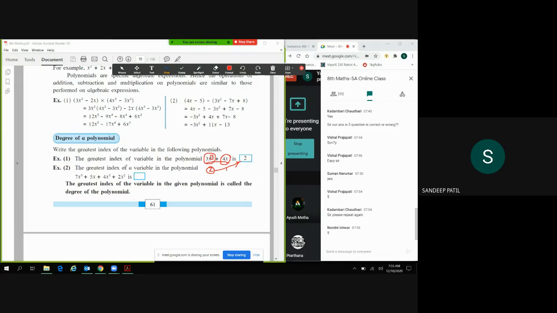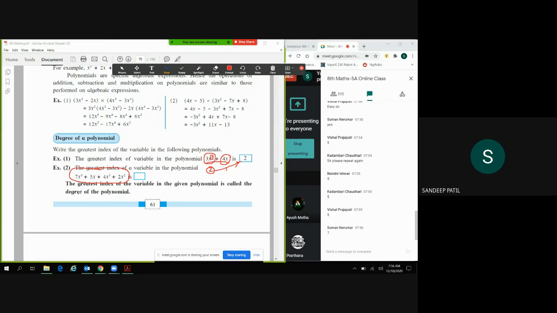So in this polynomial, which is the highest index? Can you write it down in the chat box? So some students are writing 5, some are writing 7. That's fine. We will see what is the correct answer here.